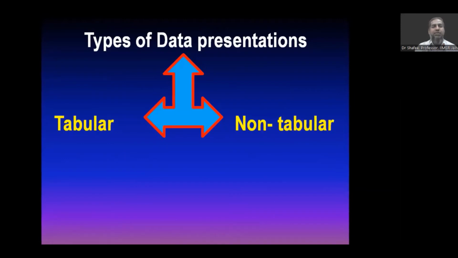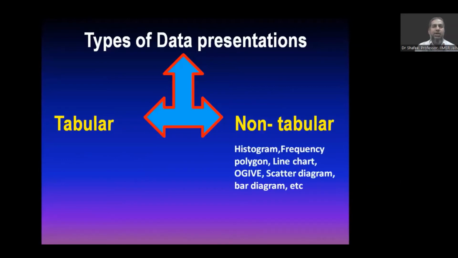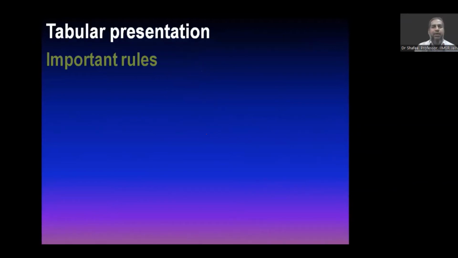Whereas in non-tabular, we have various types of data presentation like histogram, frequency polygon, line chart, ogive, scatter diagram, bar diagram. Now coming to the tabular presentation. Sometimes you get a short note on tabular presentation of data in the theory exam, or sometimes they give a 2 marks question to prepare a table from given data.